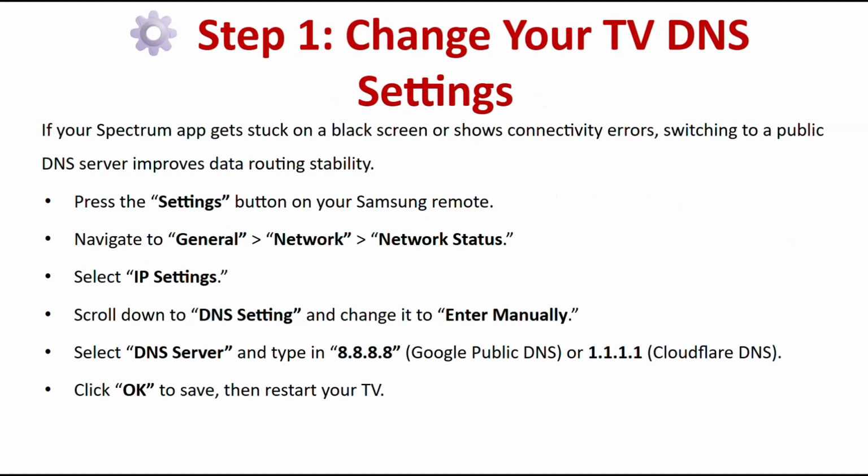Step 1. Change your TV DNS settings. Press the settings button on your Samsung remote and navigate to General, then go to Network and tap on Network Status. From there, select IP settings and scroll down to DNS settings and change it to enter manually. Now select DNS servers and type 8.8.8.8, which is Google Public DNS, or 1.1.1.1, which is Cloudflare DNS. Then click OK to save and restart your TV.